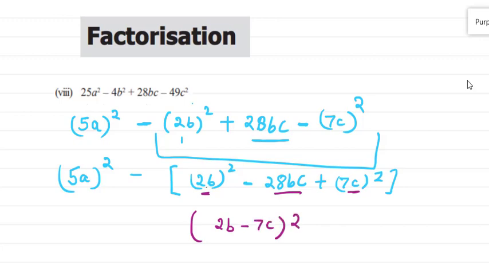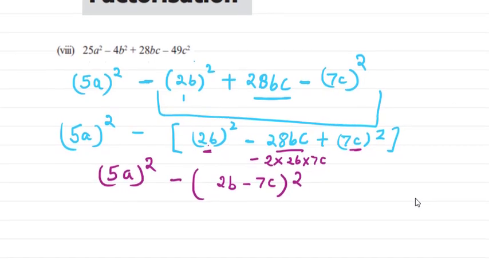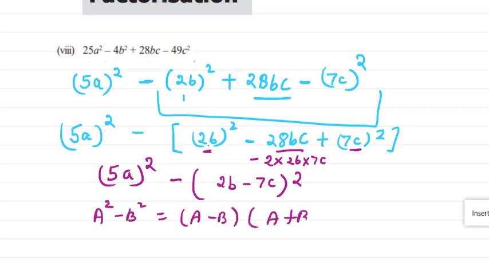So the same way, 2b minus 7c, where this is the same as 2 into 2b into 7c. If you multiply this one, you'll get 28bc only. So this whole thing is the square of 2b minus 7c, and the first we already have 5a square. Now we are getting this form of a square minus b square. So here you can use this a square minus b square equals to a minus b into a plus b, and here you see your value of a is 5a and your b is 2b minus 7c.